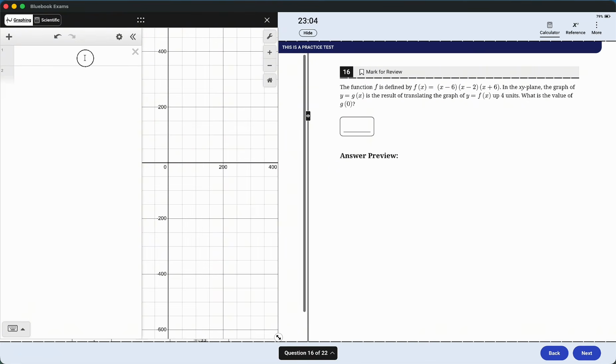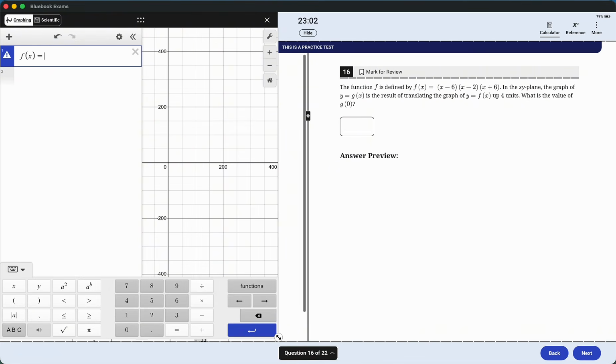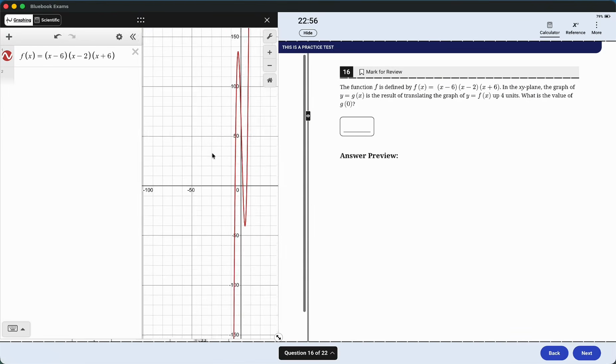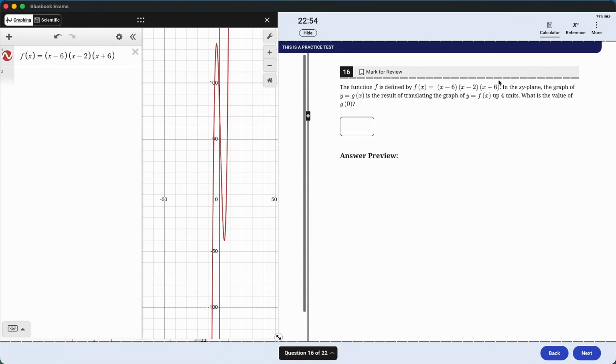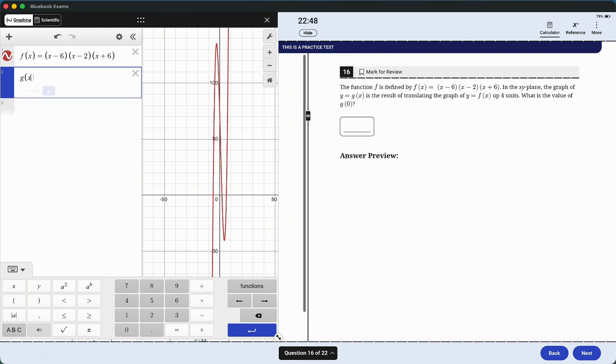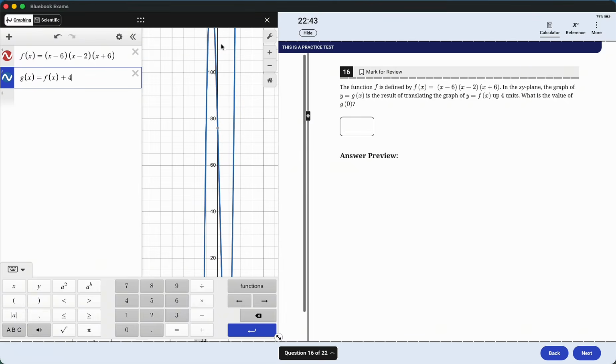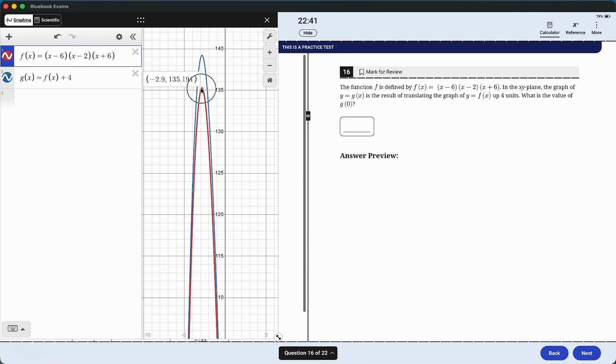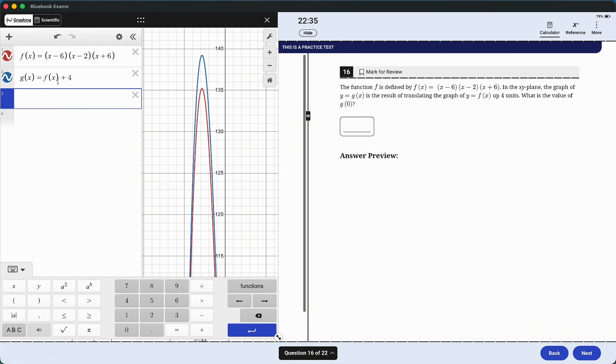Over here, function question. Just throw this into Desmos, x minus 2, x plus 6. Here's our graph. You want to know how to write your transformations. This talks about translating a graph up 4 units. So I can write g of x equals f of x plus 4, and that will literally move it up 4 units. If you compare these, you can see how it went up from 135 to 139. So make sure you know how to write your transformations.